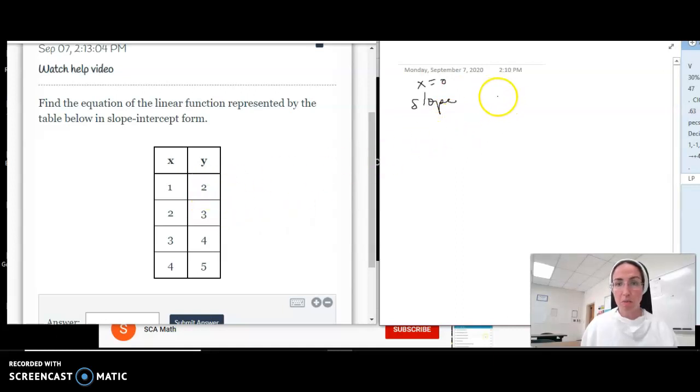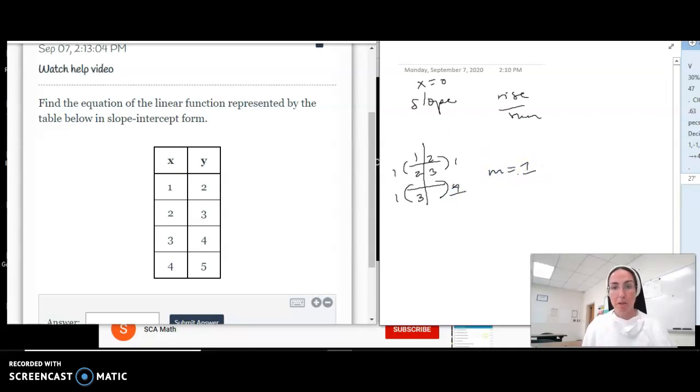Okay, to find the slope, it's rise over run. So I want to see for every one case that I move up, how much do I rise? So to go from 1 to 2, I run 1, and I also rise 1. To go from 2 to 3, I run 1, and I also rise 1. So that tells me my slope is 1.